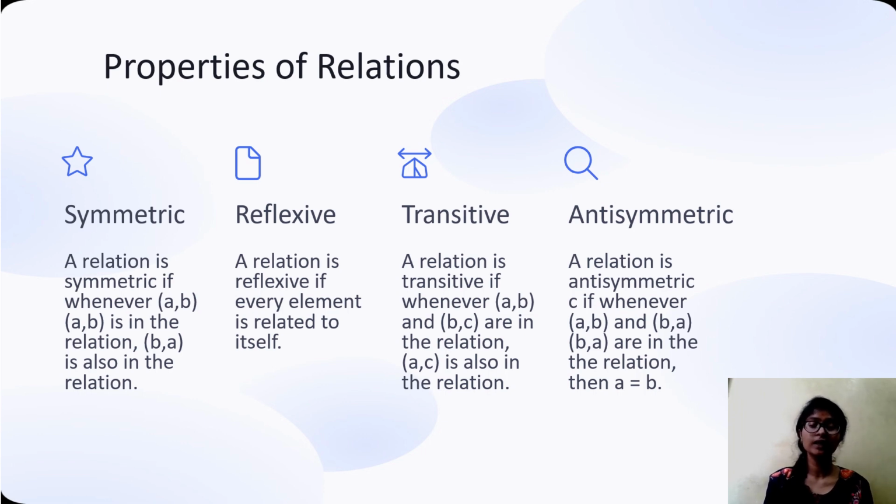Coming to the reflexive property, a relation is said to be reflexive if every element is related to itself. And coming to the transitive property, a relation is said to be transitive if whenever (A, B) and (B, C) are in the relation, then (A, C) should also be in the same relation. Coming to the antisymmetric property, a relation is said to be antisymmetric if whenever (A, B) and (B, A) are both in the relation, then A equals B.